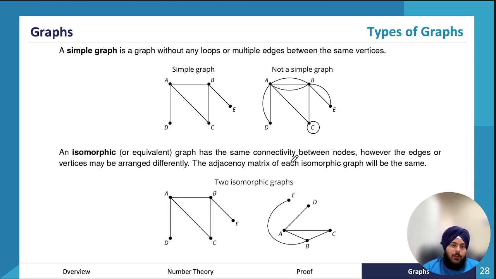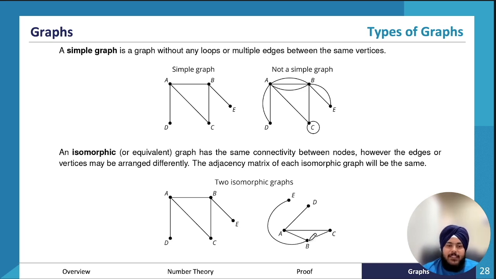Then we have isomorphic graphs. So if you do chemistry, you might have heard of isomers or just the prefix iso. So iso just means equivalence or different forms. Different forms of the same thing. So an isomorphic graph has the same connectivity between nodes, although it might be arranged differently. So basically, it's just another way of representing this graph that looks a bit different. And the way that it might be useful is for something called planar graphs.